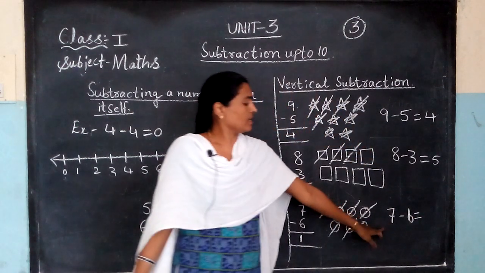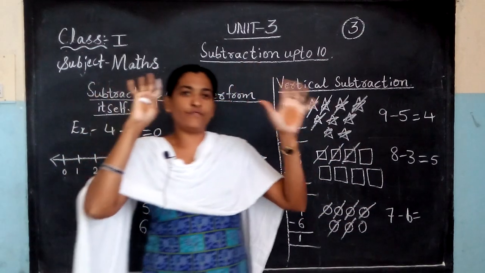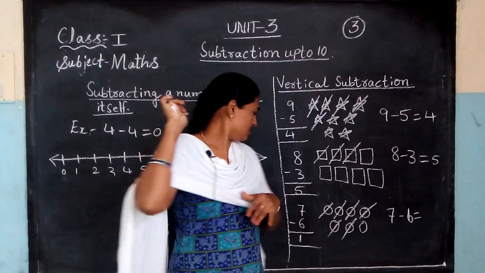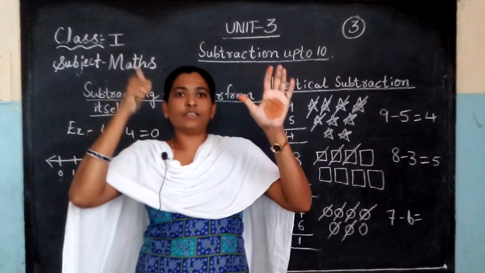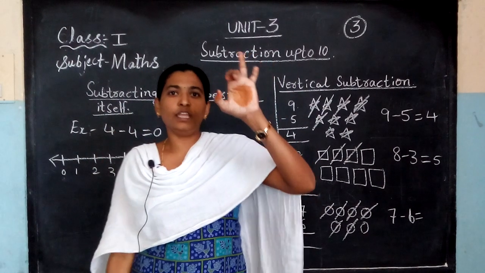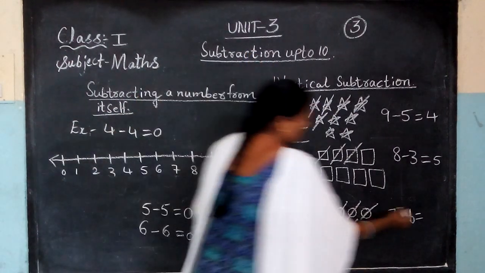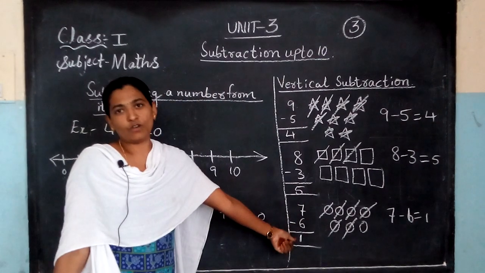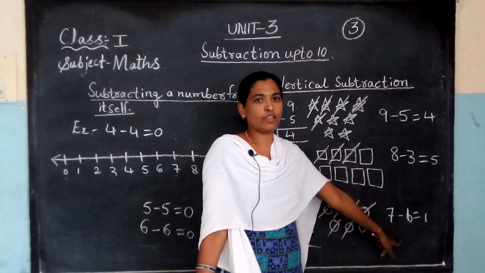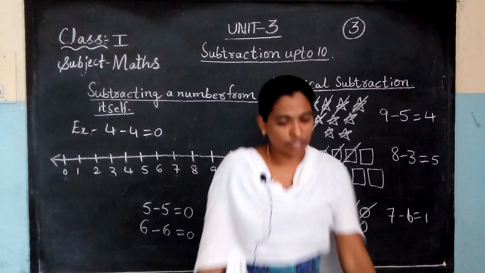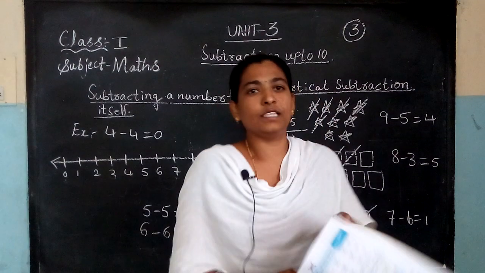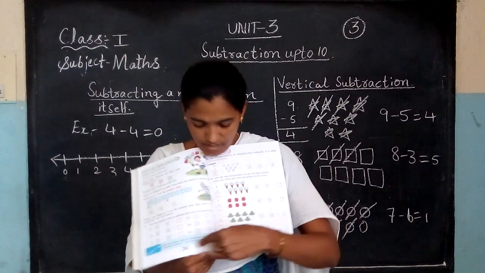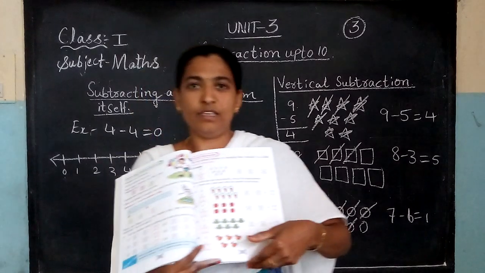Now in the horizontal method, 7 minus 6. 7 in the mind, 6 on your fingers. From 7 go back: 6, 5, 4, 3, 2, 1. If you subtract in vertical, you get the same number. If you do it in the horizontal method also, you get the same number. Few sums are there on pages 54 and 55.